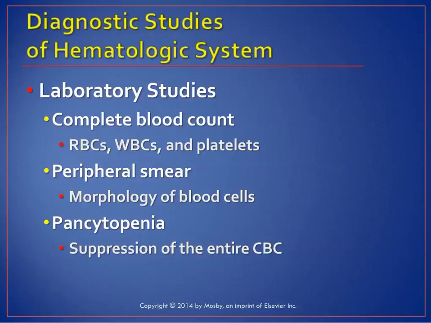So here are some laboratory studies that you'd likely be obtaining. This is the most direct means of evaluating the hematologic system, and a complete blood count includes several tests, each of which serves to assess the 3 major blood cells formed in bone marrow. A peripheral smear is used to look at morphology, which is the shape and appearance of the blood cells.